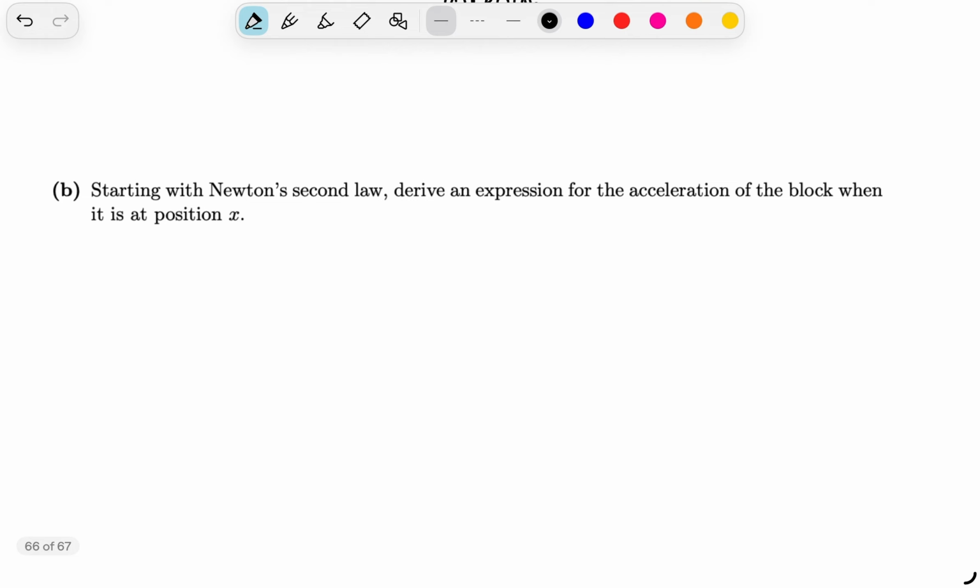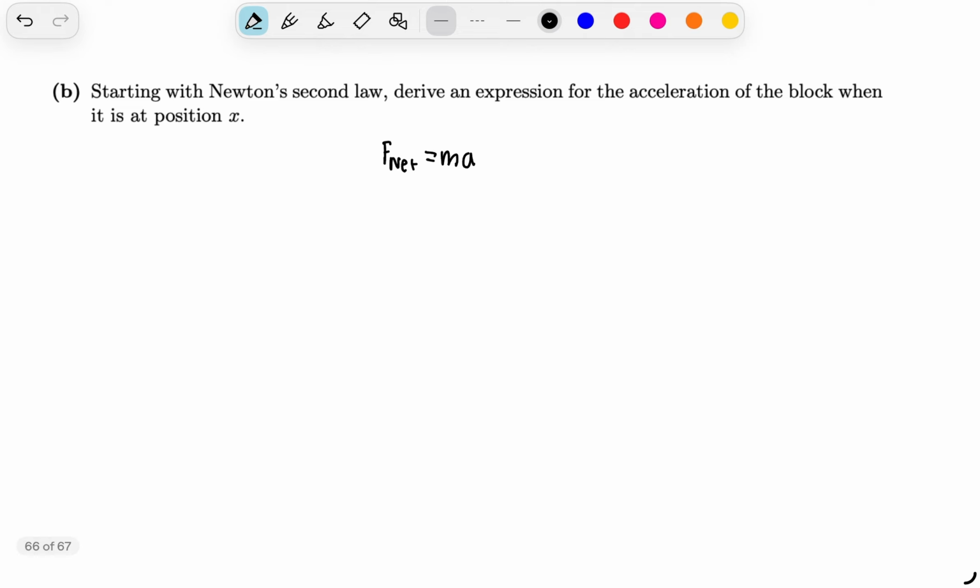Starting with Newton's second law, derive an expression for the acceleration of the block when it is at position x. At position x, we can start with Newton's second law. We are going to be examining the horizontal forces since our vertical forces are going to cancel out because we have no vertical acceleration on our block. We would have normal force and we would have gravity, but that equals 0. So, analyzing in our horizontal direction, we have our net force is going to be equal to Fs.